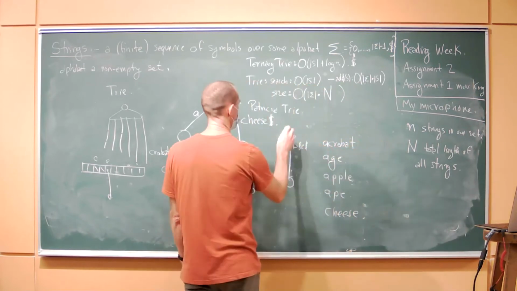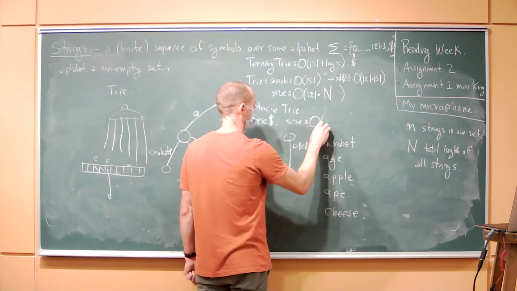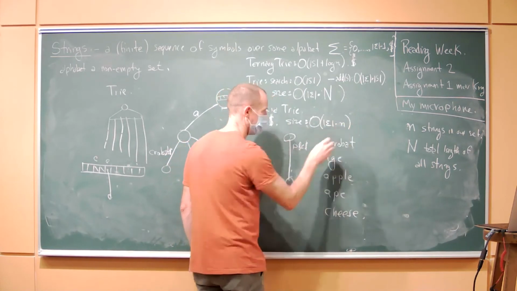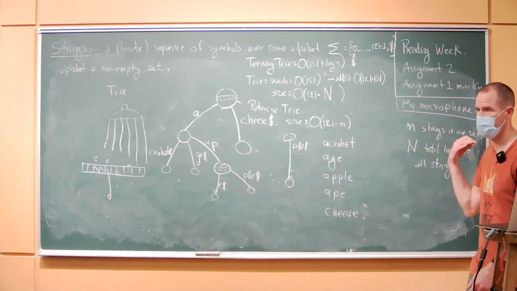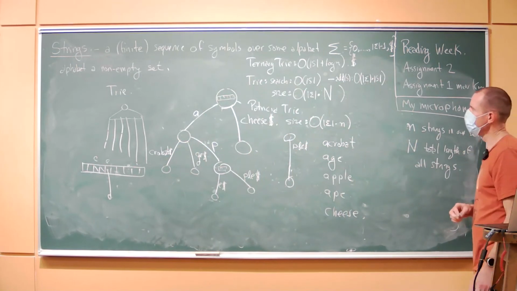So now the size of this thing drops. Instead of sigma times big N, it's just sigma times little n. Number of strings in your set, not the total length of all the strings in your set. That's great.